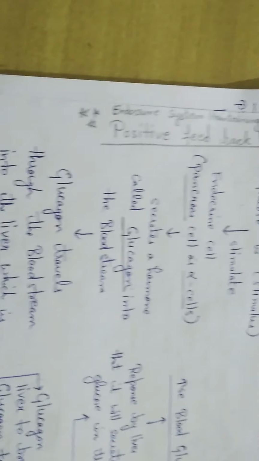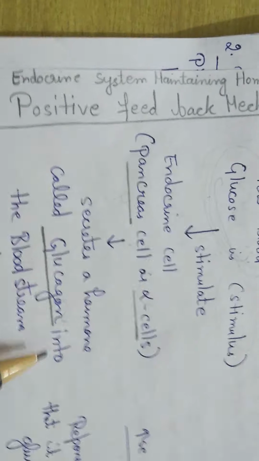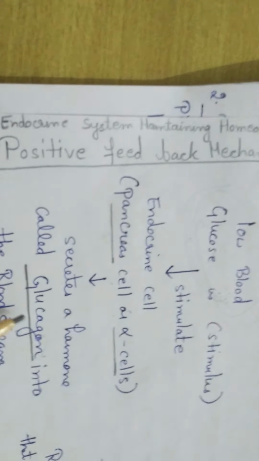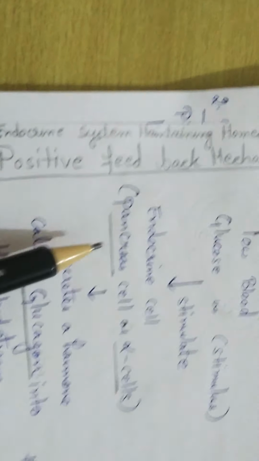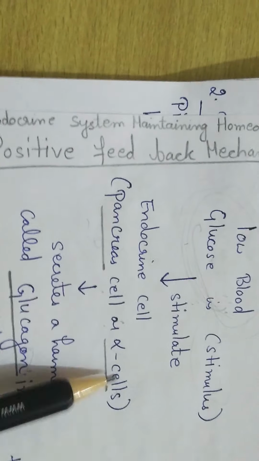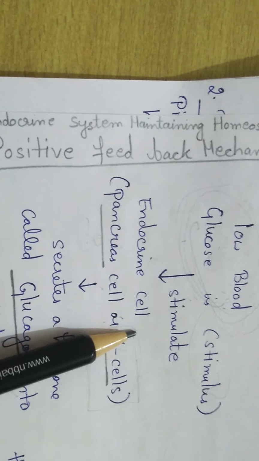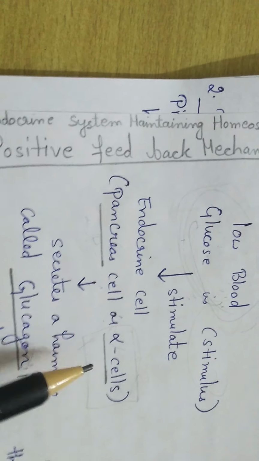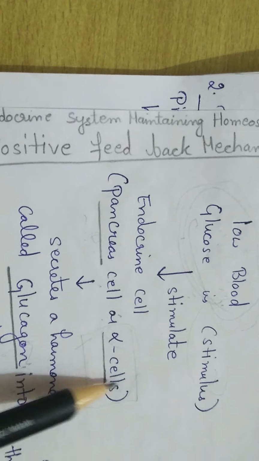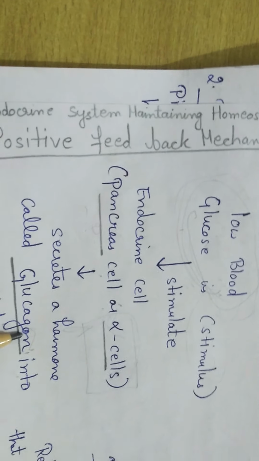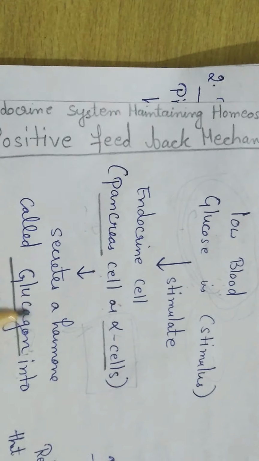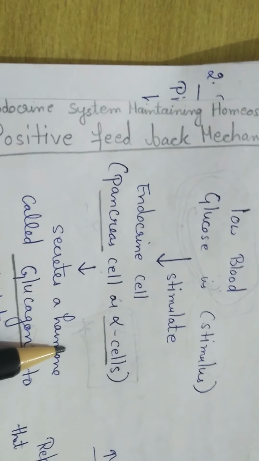So we can say that glucagon is a hormone that is secreted from the pancreas cell, or you can say from the alpha cell. Don't confuse alpha and beta. Generally the student gets confused. Is the glucagon released from the beta cells? No, that is wrong. From the beta cell, insulin is released.